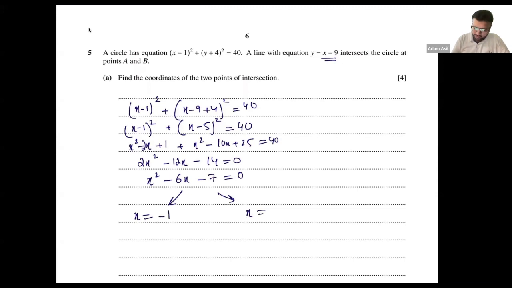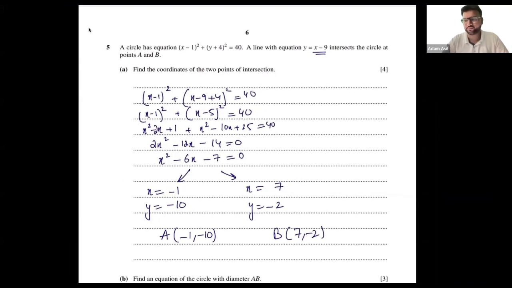We're going to get minus 1 and 7. When x is minus 1, what's going to be y? When x is minus 1, y is going to be minus 10. And when x is 7, y is going to be minus 2. So the 2 points are minus 1 comma minus 10 and 7 comma minus 2. That's the working for part A.